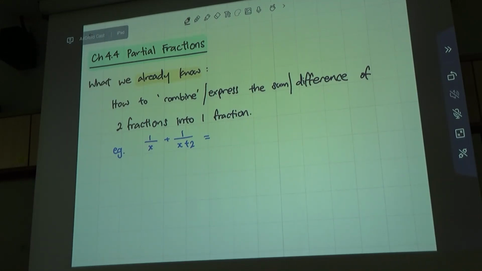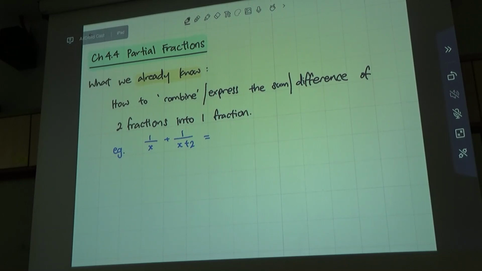We already know how to do currently. Okay, we don't know partial fractions yet, but there are certain things that we already know how to do. First of all, it is to learn how to combine two fractions together, or in other words, mathematically, it's about adding two fractions together or subtracting two fractions together.